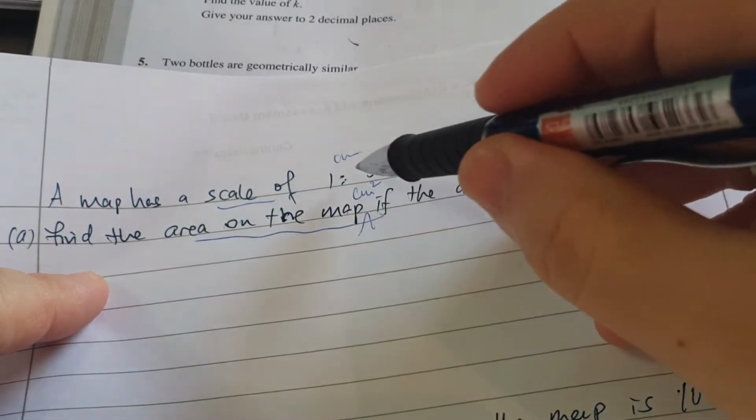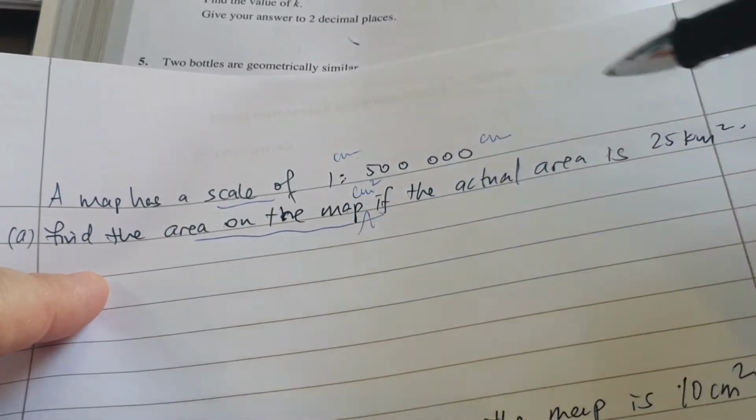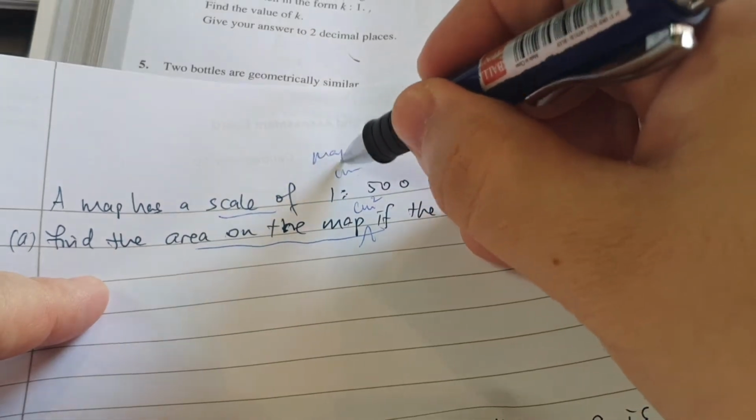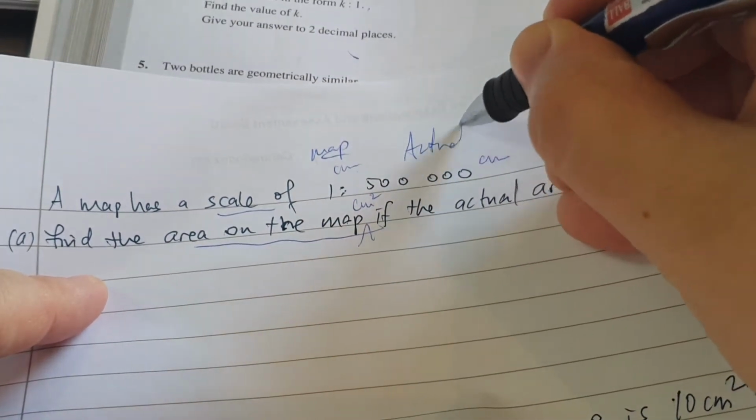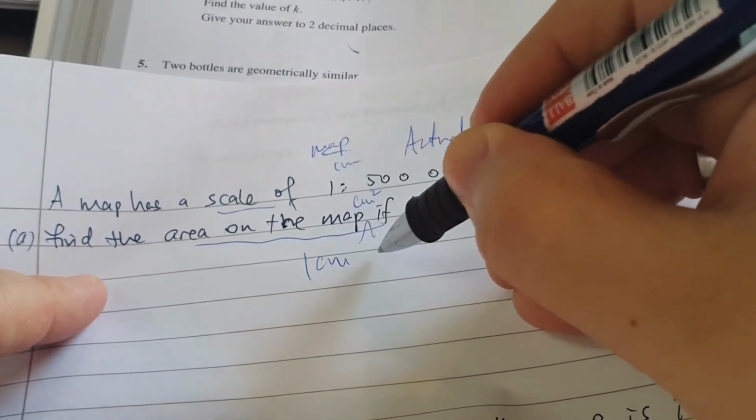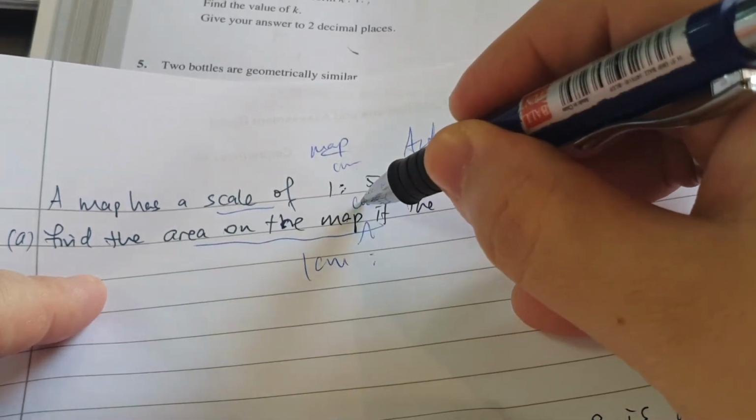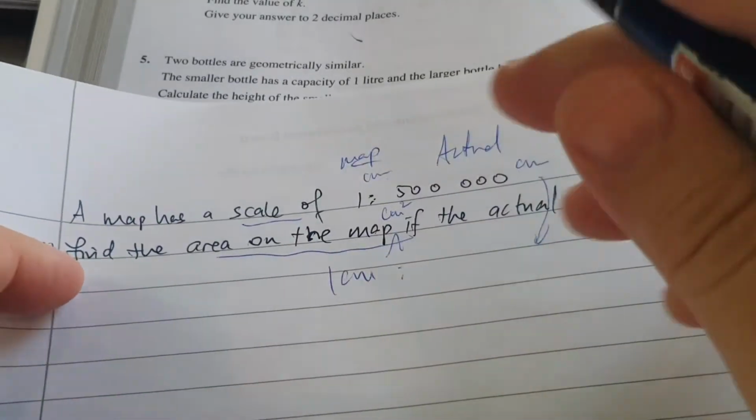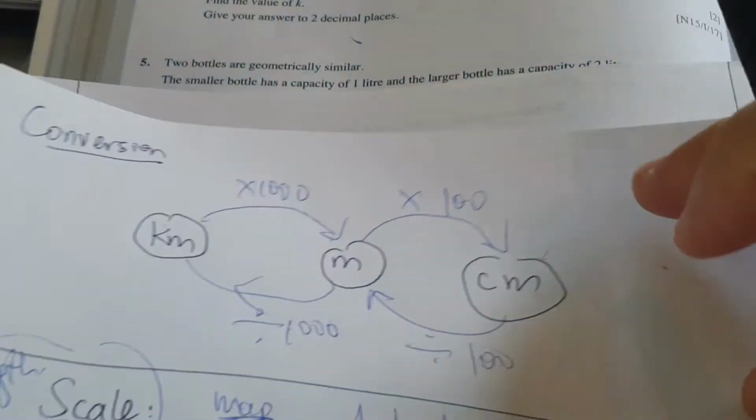If the actual area, okay, so you want cm square and you want kilometer square. That means this one must change. This is the map. This is the actual. So this map one, don't change anything. Later you just square, you get cm square already. This one you must change. How to change? We just now discussed this already, right?